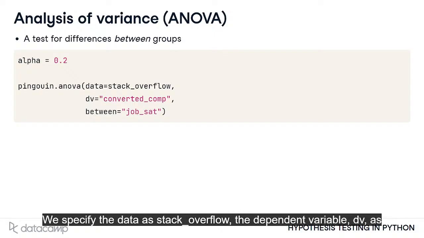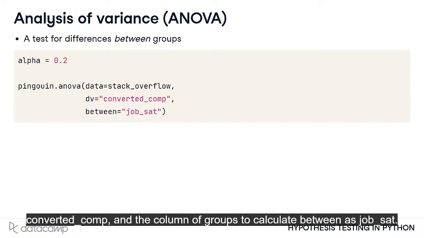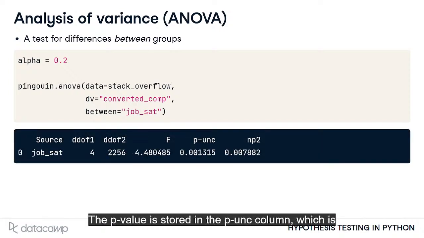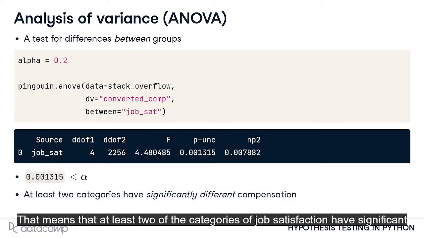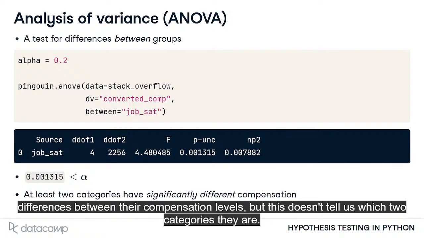We specify the data as Stack Overflow, the dependent variable, dv, as converted comp, and the column of groups to calculate between as job sat. The p-value is stored in the p-unc column, which is 0.0013, which is smaller than alpha at 20%. That means that at least 2 of the categories of job satisfaction have significant differences between their compensation levels. But this doesn't tell us which 2 categories they are.